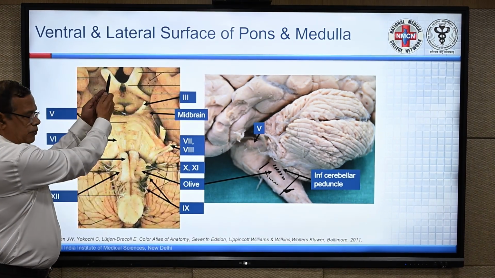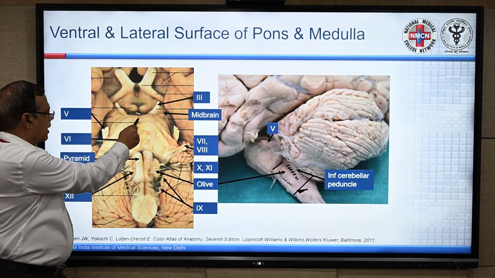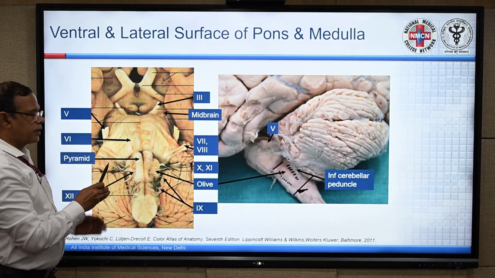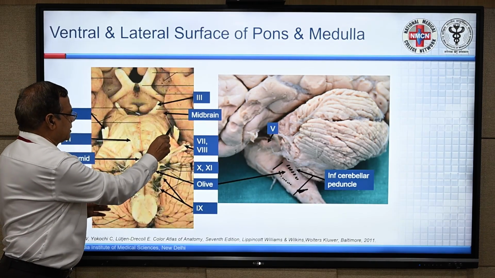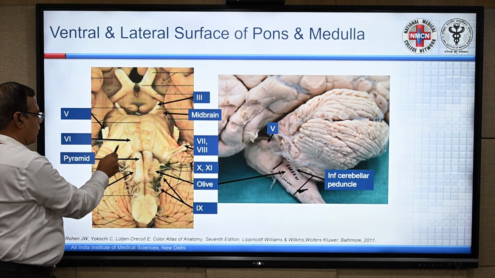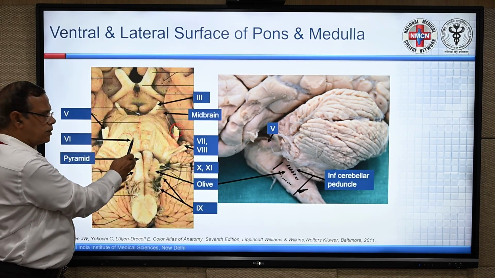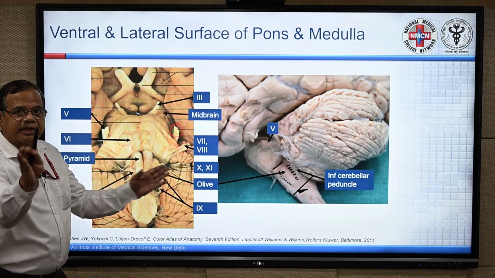In the lower part, if you come downwards, is the pons. Here is the basilar groove. Here lies the basilar artery. Then laterally, this is the attachment of the fifth nerve. Then below it, slightly lateral, you can see the sixth nerve.